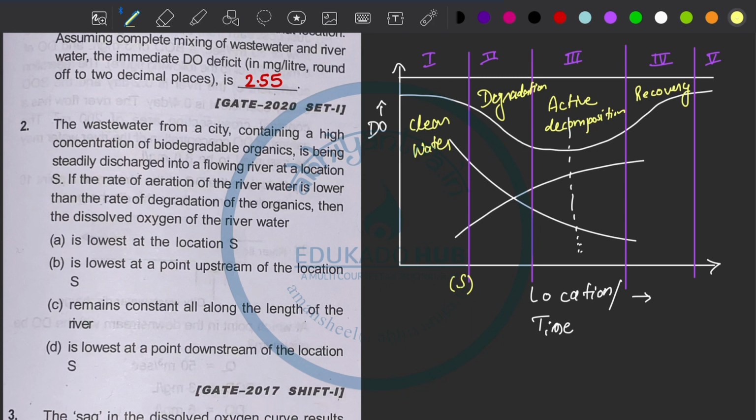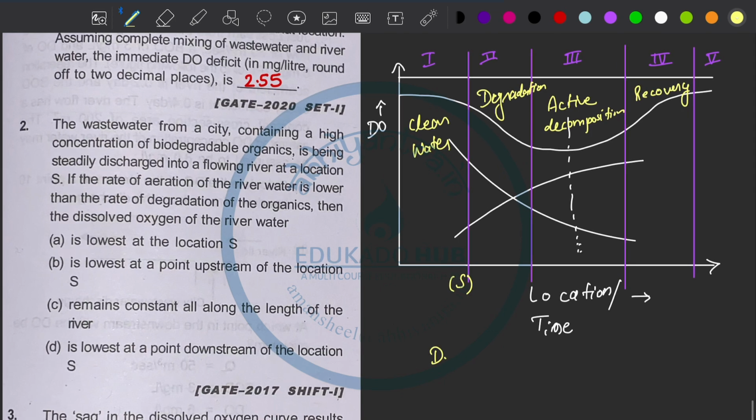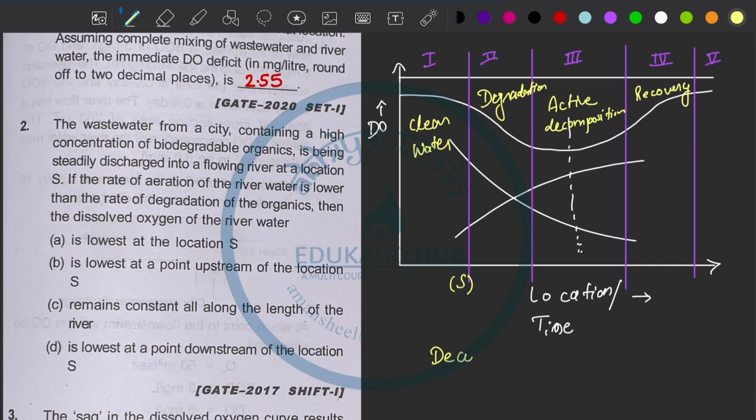Now in zones like 2 and 3, almost in zone 2, because the DO level is decreasing, the rate of decomposition is greater than the rate of recovery, right? That's why DO is falling down. And almost in zone 4 or the end of zone 3, the rate of recovery is greater than decomposition.